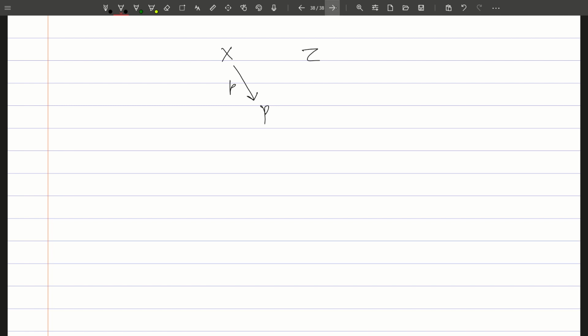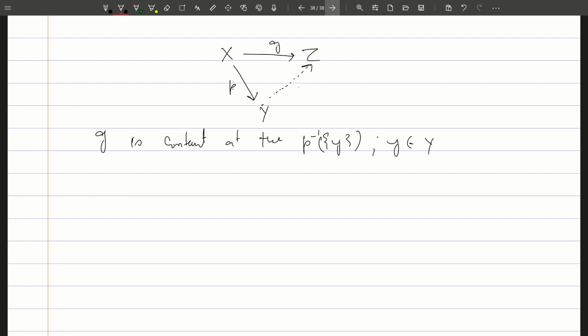And suppose Z is some other space and G is a map from X to Z. Now if G is constant at the set P inverse of y, where y is in Y, then this map G induces a map from the space Y to Z. Let us call this map F, such that G is the same as F composite P. That means this diagram commutes.